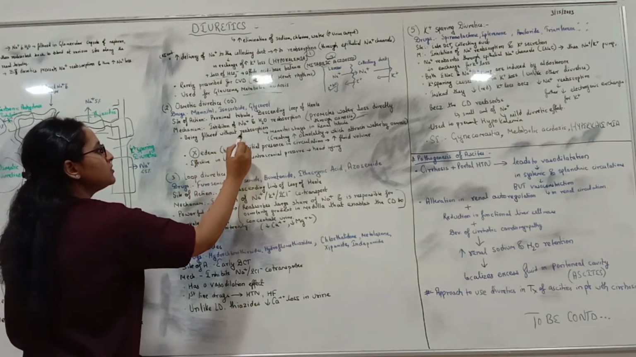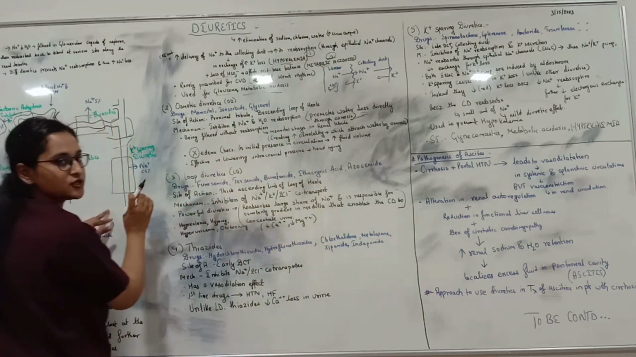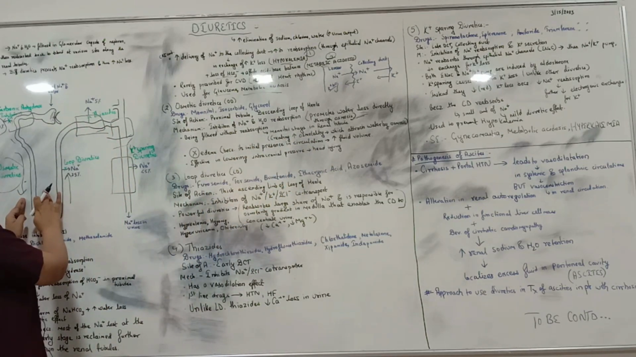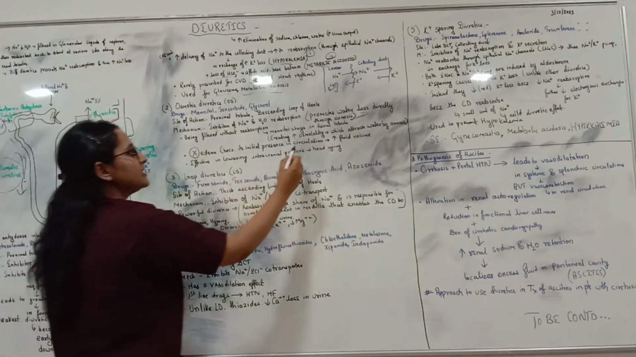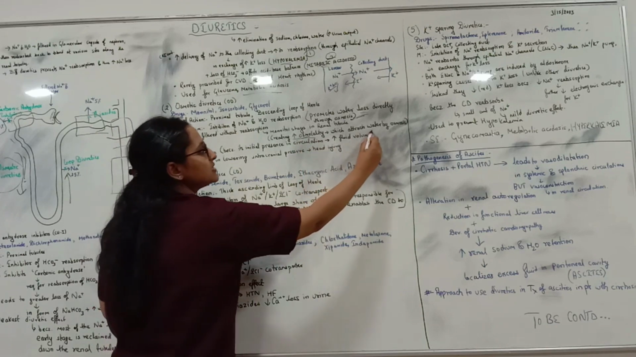So being filtered without reabsorption, mannitol stays in the renal tubule. I said osmotic diuretics act on the descending loop of Henle. So in the renal tubules only the mannitol stays, which creates an increased osmolality, which attracts water by osmosis.